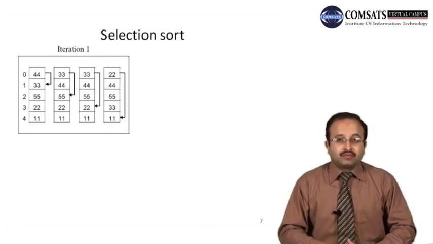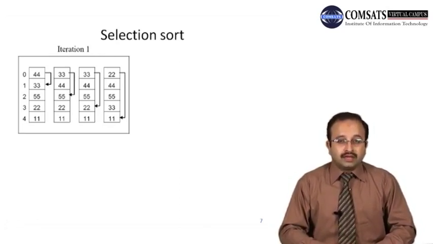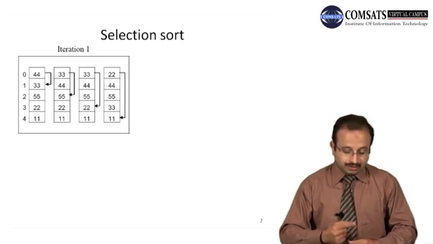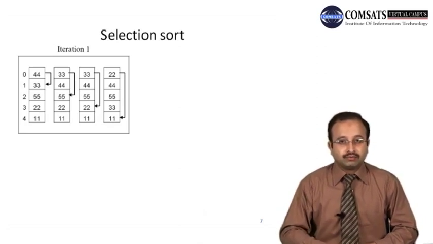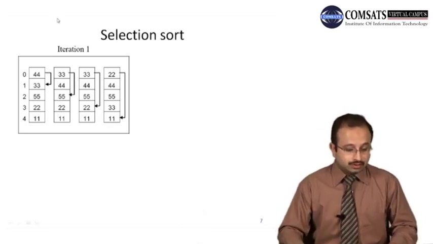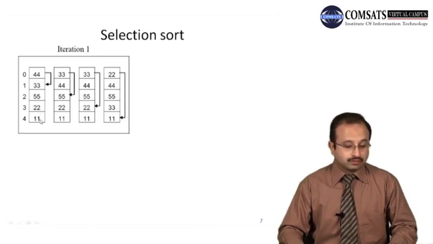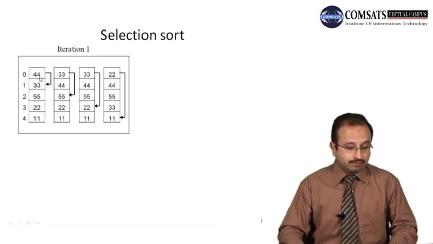If you remember the loop lecture in which we studied loops, I showed you what an iteration is. An iteration is one complete circle of execution of the loop, right? So this is the first iteration. In the first iteration, this is an array: 0th index, 1st, 2nd, 3rd and 4th. So it is an array of 5 elements: 44, 33, 55, 22 and 11.